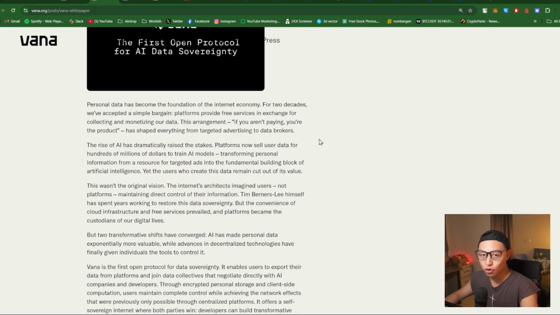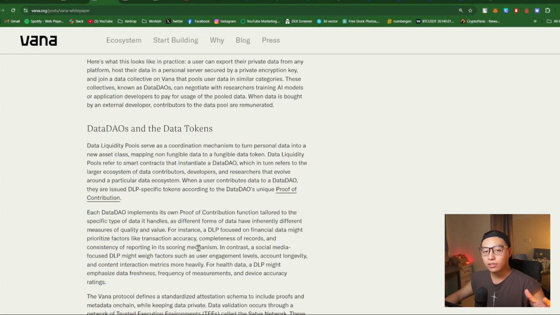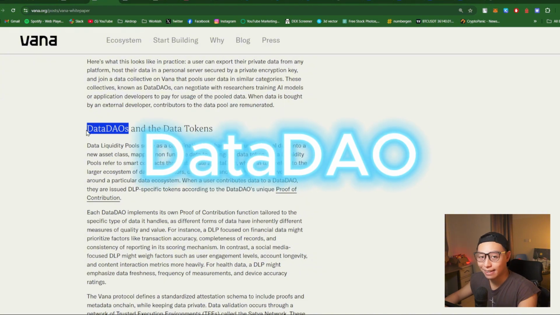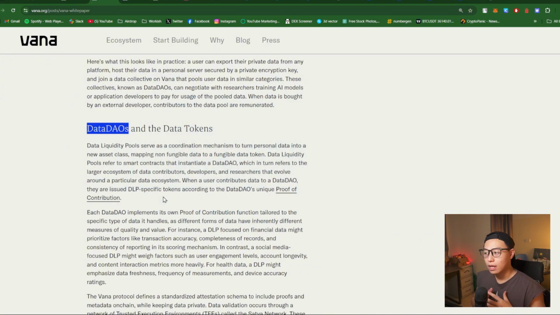This is how you contribute data to VANA, basically the VANA process. So the question is, how do you start contributing your personal data to VANA? Well, through something called DataDAOs. The DataDAOs, in simple terms, are DAOs, decentralized autonomous organizations, that target specific data categories. So on VANA, there are specific categories for specific data. The users contribute that specific data to a matching DAO and earn rewards based on that data only.